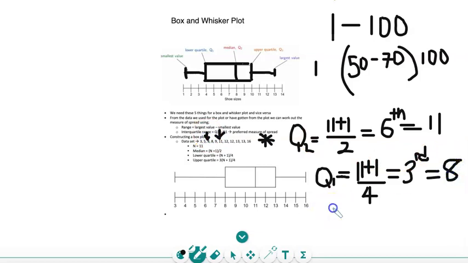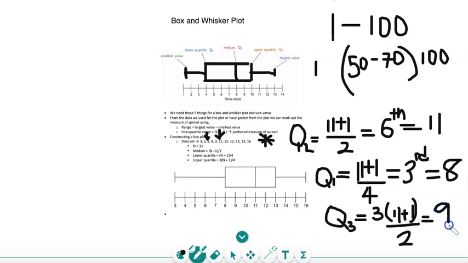And then finally, we calculate our upper quartile, which is calculated by 3 multiplied by 11 plus 1, 11 being our n, divided by 2, which here would be 9. So it is our 9th number, which here for us, if we're counting, so we know 11 is our 6th number, so 7, 8, 9, and that will be 13. So our upper quartile here is 13.